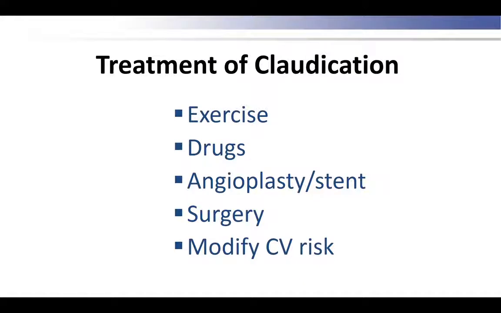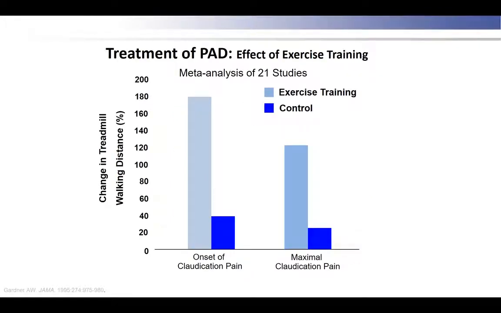How do we treat claudication? Five things there, let's look at them. First of all, exercise. Exercise is actually very efficient. You have onset of pain, and then you walk through the pain and get to maximal pain. And you can see that the distance increases as you exercise the patient.